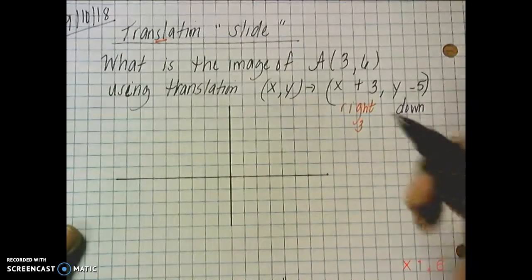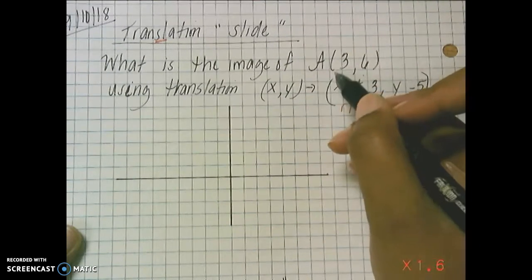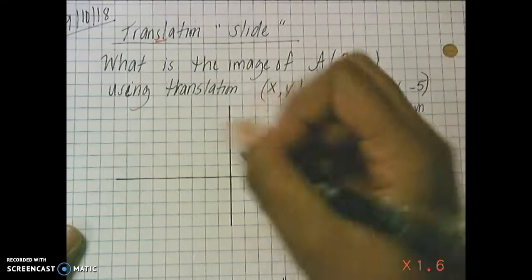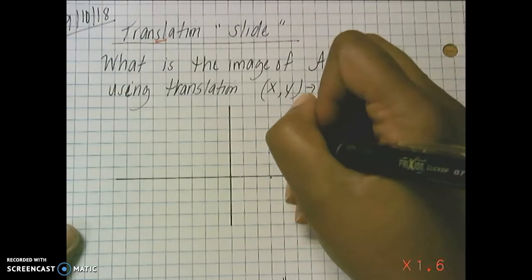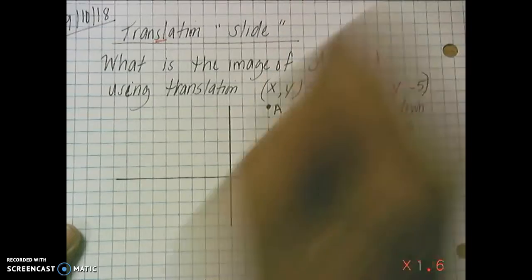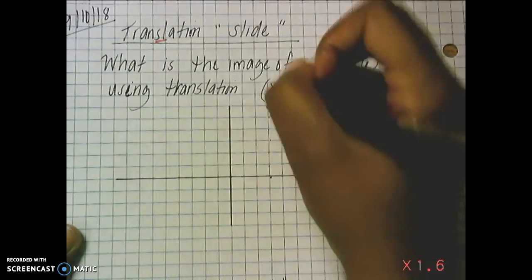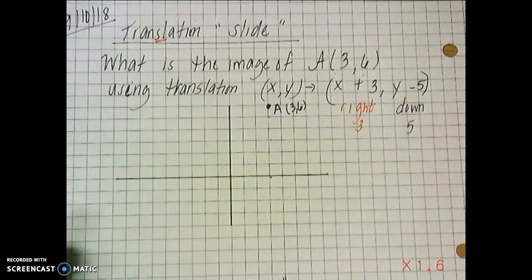Okay, so since A is at 3, 6, that's my given image, that's my pre-image. A is the pre-image, and we're going to talk about vocabulary. So that means I'm going to go 3 to the right and 1, 2, 3, 4, 5, 6 up. This is going to be the location for A. A is at 3, 6, and I will just put the coordinates right beside it just as a reminder.